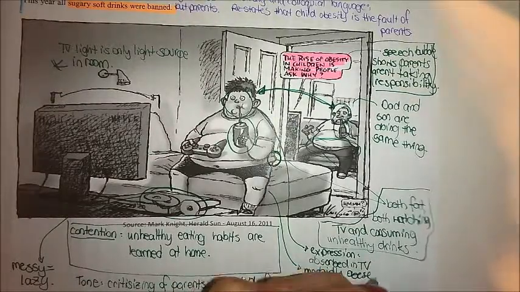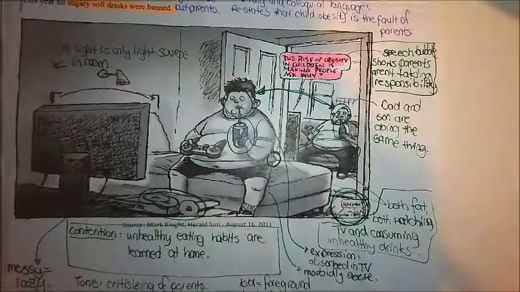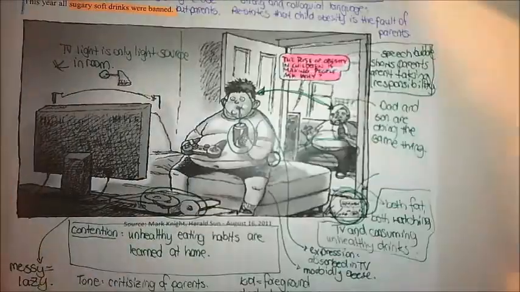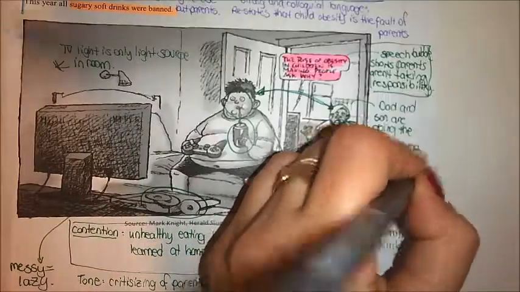Now again, just pointing out the fact that the kid is morbidly obese, and then we question why. So there's Mark Knight's little commentary, pointing out the irony of the situation.